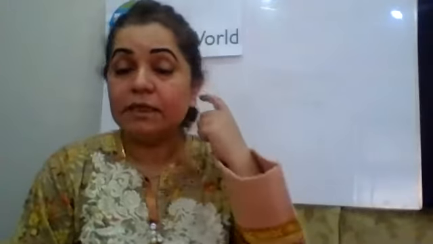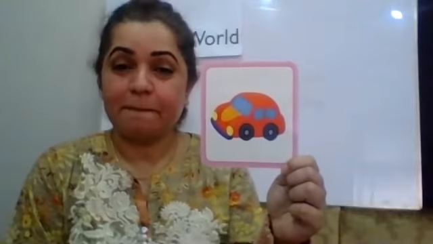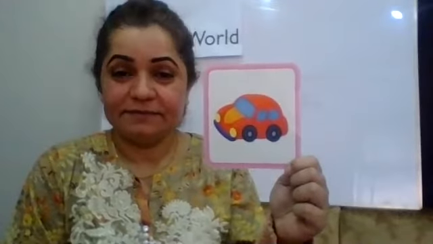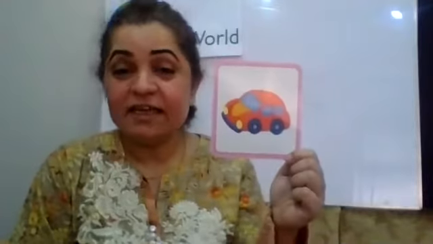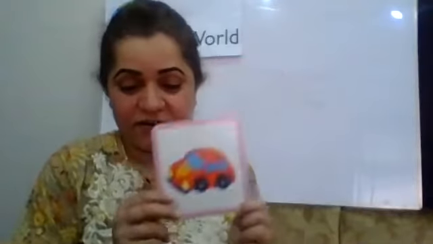First of all, we're going to start with something very simple. You're going to tell me the name of the picture, and then we are going to make the word of the picture, okay? So this is the first picture. What is this? Very easy. This is a car. Very good. So now we are going to write car.